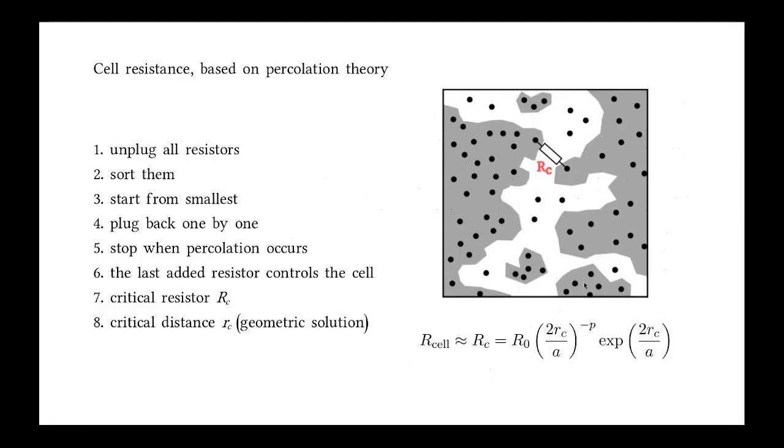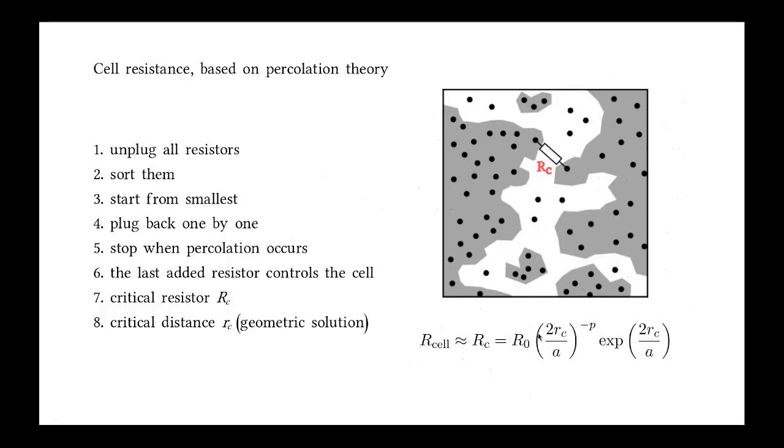However, because the distribution of the resistances is wide enough, the resistances of these paths will be much larger than the resistance of the critical resistor, and very little current will flow through them. Thus, we can say that even in the fully populated network, the resistance of the cell is still equal to the resistance of this critical resistor.